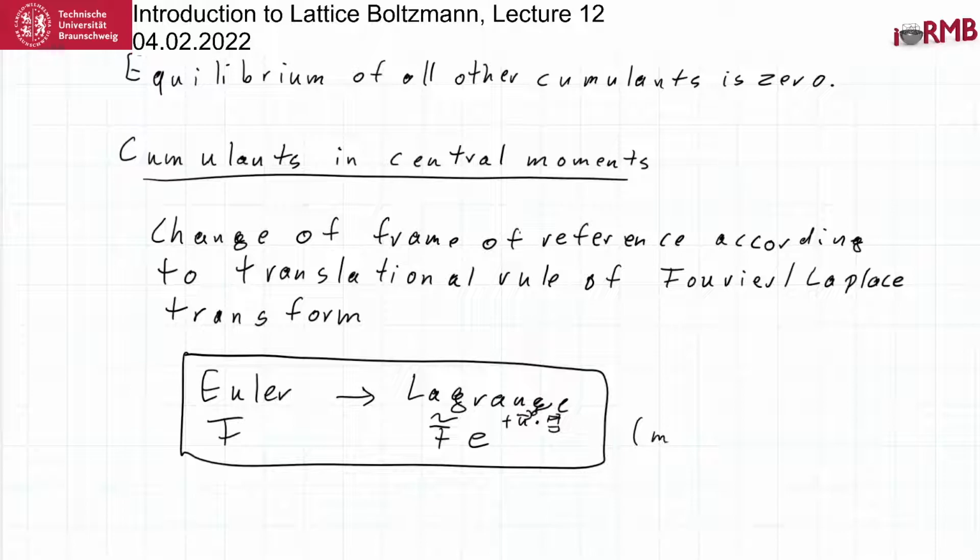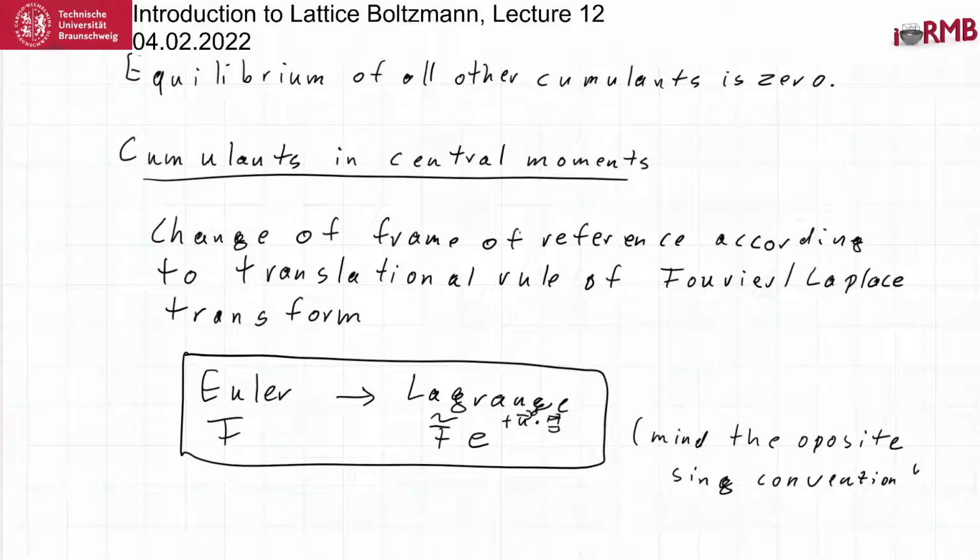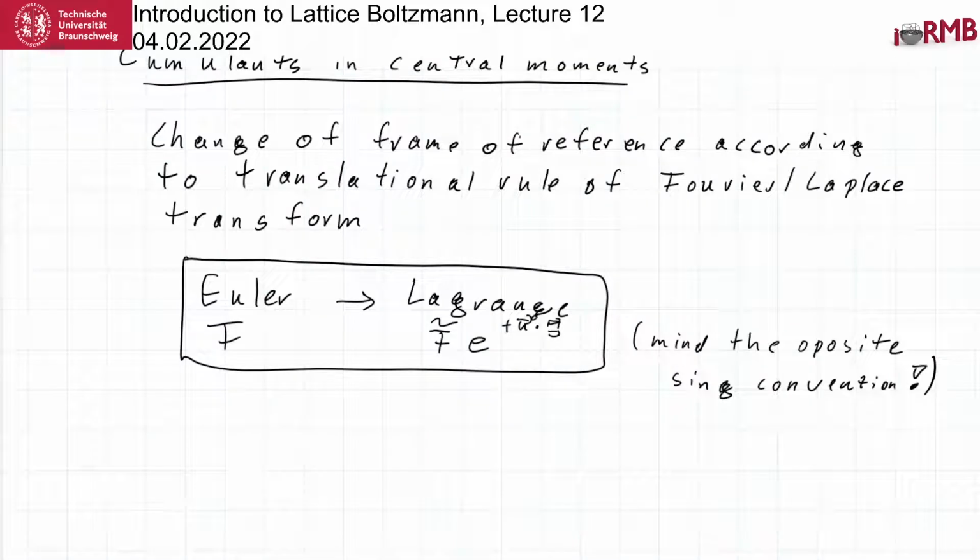However, we have to keep in mind that if you look in the book, it will be different, because our transformation has a different sign convention. Unfortunately, we have a different sign convention from the usual Laplace transformation. So instead of having a minus here, we have a plus here, but this is the only difference.